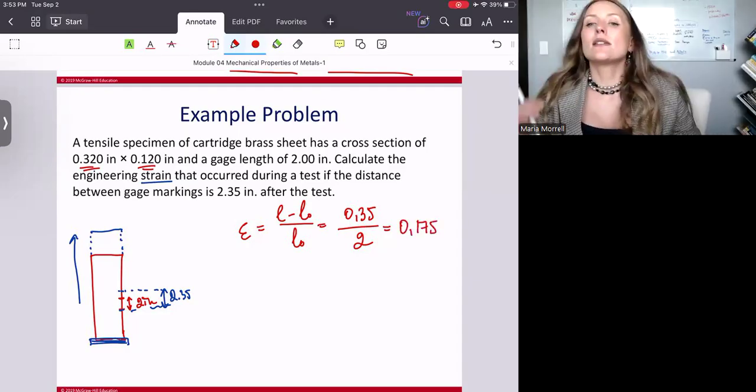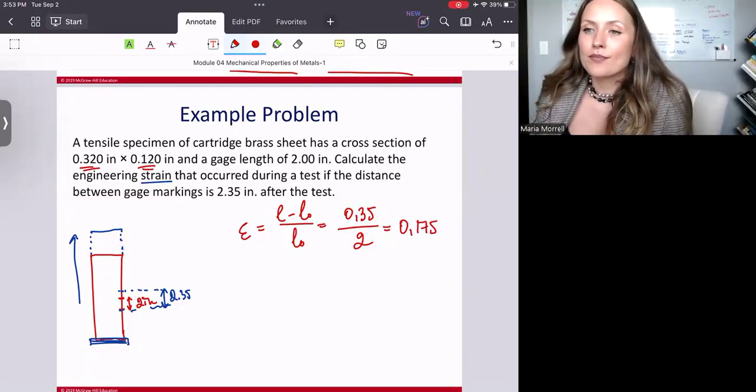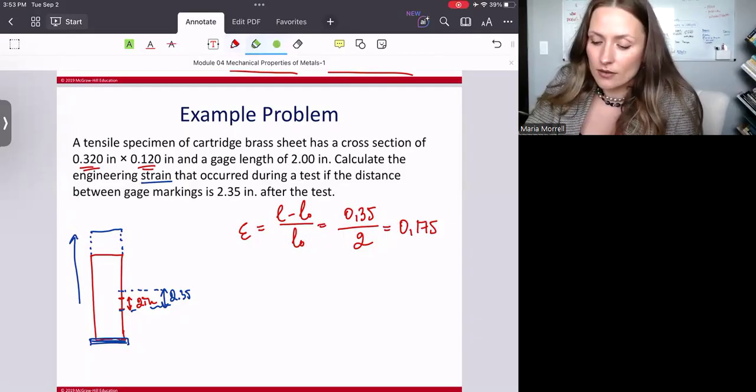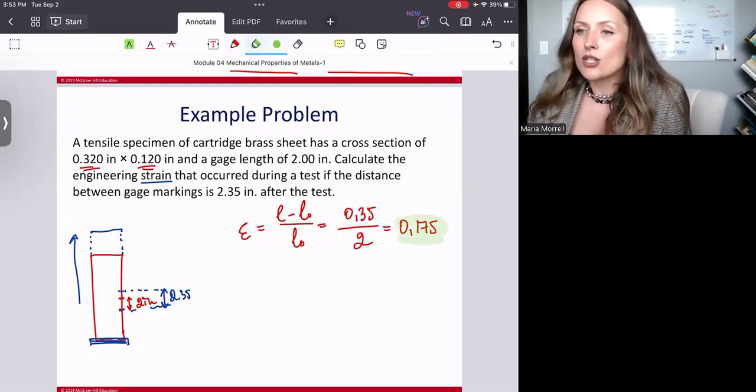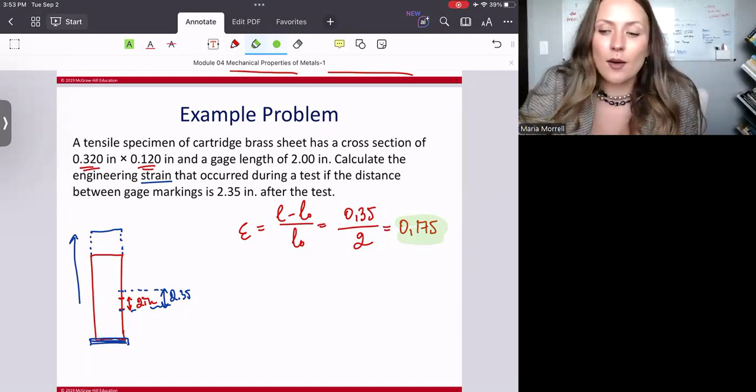0.175, right? And since it's inches by inches, we consider it unitless, right? Or the elongation is roughly 17.5%. Okay, so hopefully that makes sense.